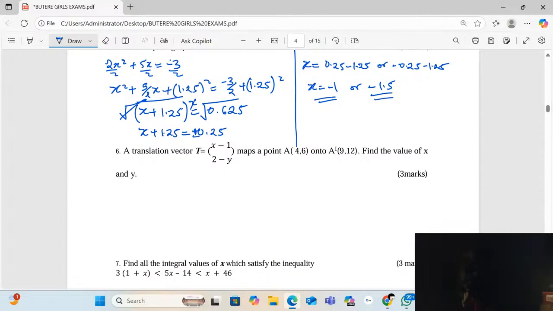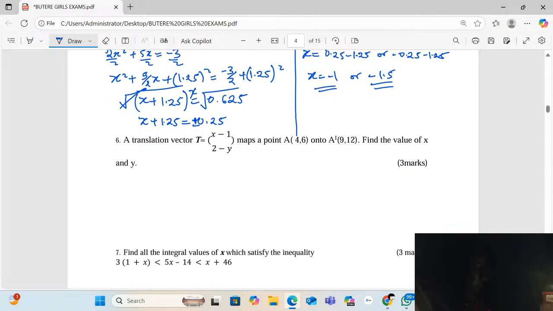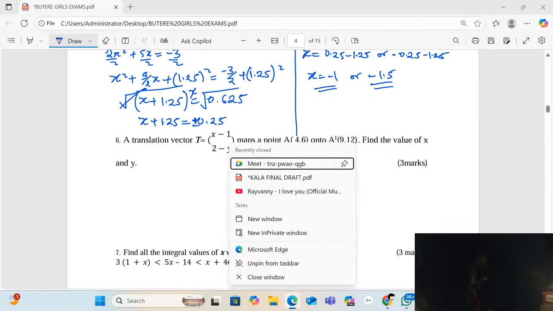Then question number 6. Translation vector t having x minus 1, 2 minus y maps a point A, 4, 6 onto A prime, 9, 12. Find the value of x and y.